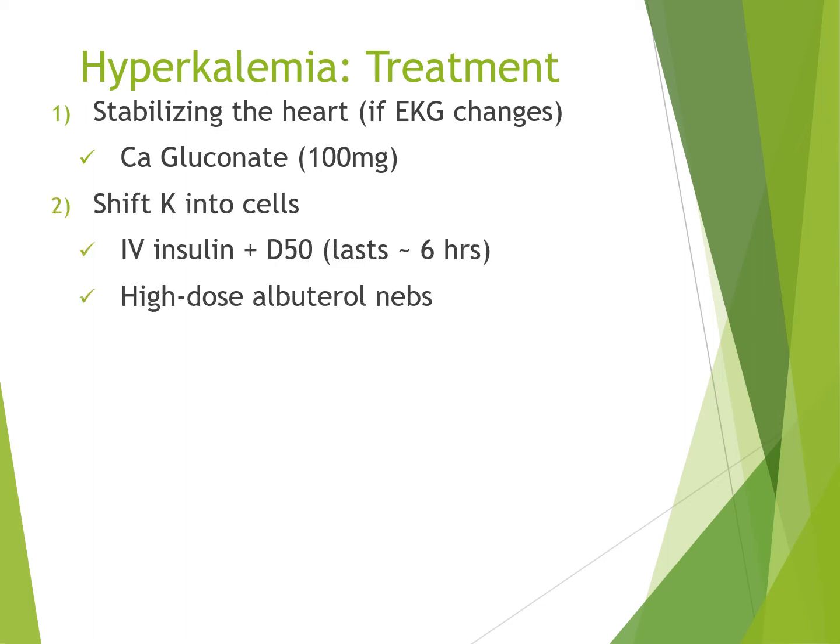The second way is to shift potassium into the cells. This works rather quickly, but doesn't really last very long. This treatment includes giving IV insulin plus D50, and it lasts about 6 hours. High-dose albuterol nebs can also be used, but this lasts for just a short time.